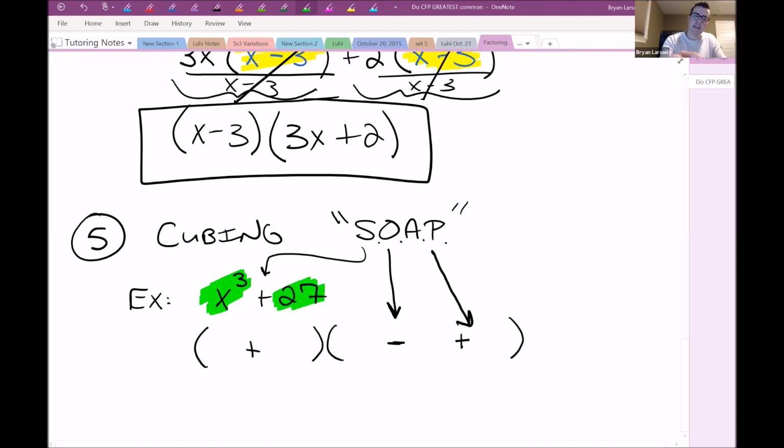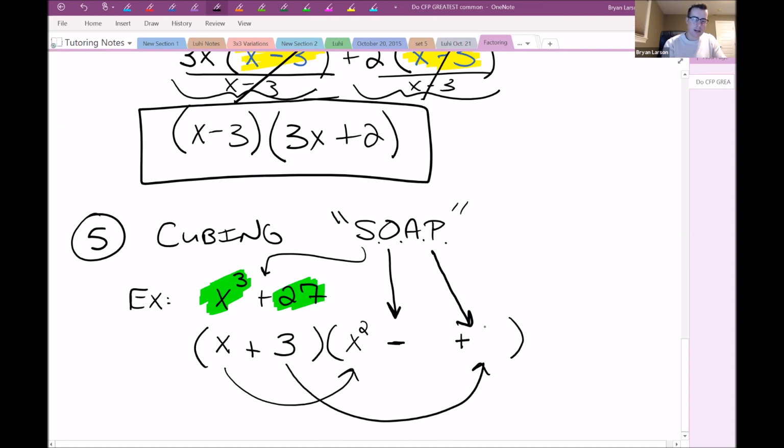So both of these I can take the cube root of. The cube root of x cubed is just x. The cube root of 27 is just 3. And then all you do here is in the first spot, you square the first term, so x squared. In the last spot, you square the last term. 3 squared is 9. And in the middle, we multiply. So 3 times x, I'm just going to multiply these two together, and I put that right in the middle as 3x. So it'd be x plus 3 times x squared minus 3x plus 9.